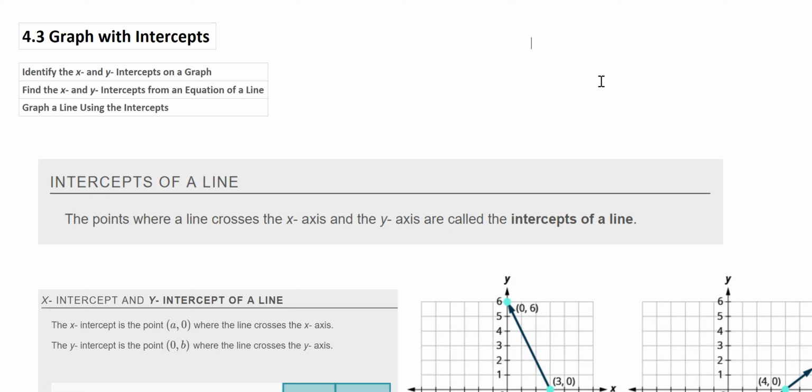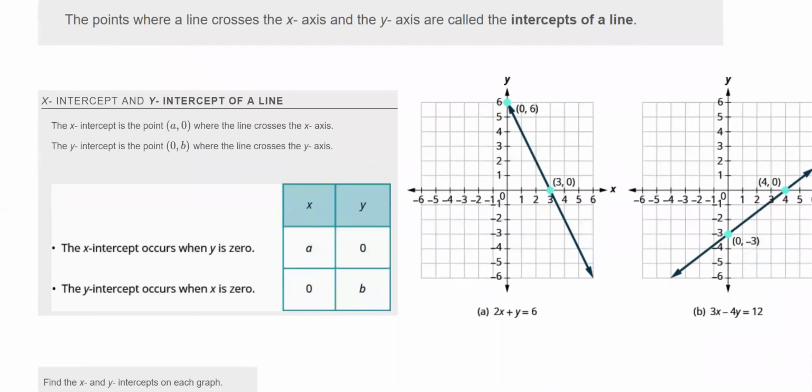Let's understand what this language means, intercepts. In plain English, intercepts means to cross something, right? To cross. So a police interception and things like that. Now, when we talk about intercepts of a line, the line crosses either the x-axis or the y-axis at some point, and not always, but most lines do. And so we have to find where they cross or intercept the x-axis and where they cross or intercept the y-axis. So the points where the line crosses the x and the y-axis are called the intercepts of a line.